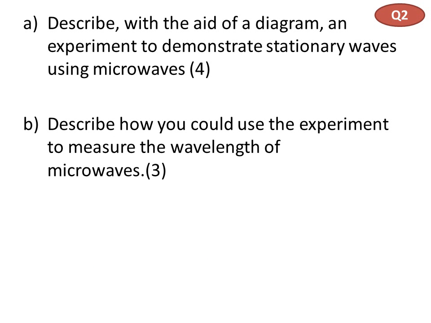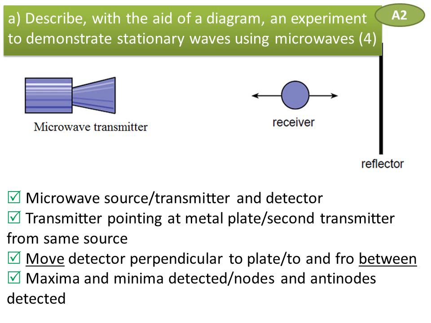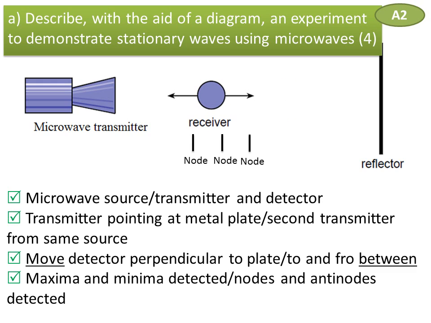Next question. We've got to describe, with the aid of a diagram, an experiment to demonstrate stationary waves using microwaves. Then we have to measure the wavelength of these microwaves. So here's our diagram that we need to draw. We need a microwave transmitter, a receiver, and something for the microwaves to reflect off. So as we move the receiver between the reflector and the transmitter, we should detect nodes and antinodes.